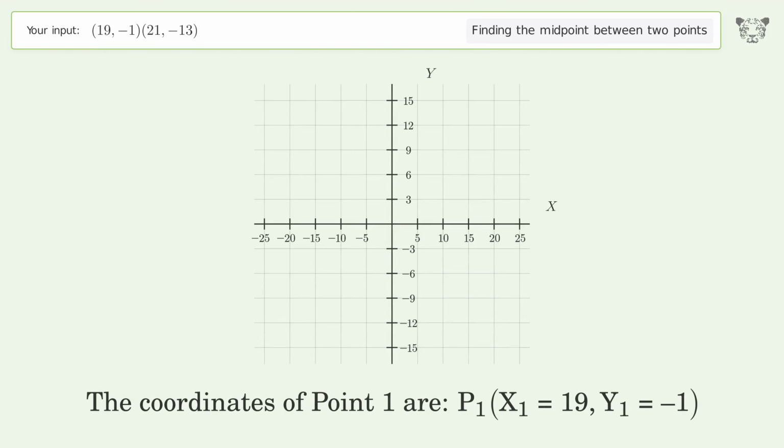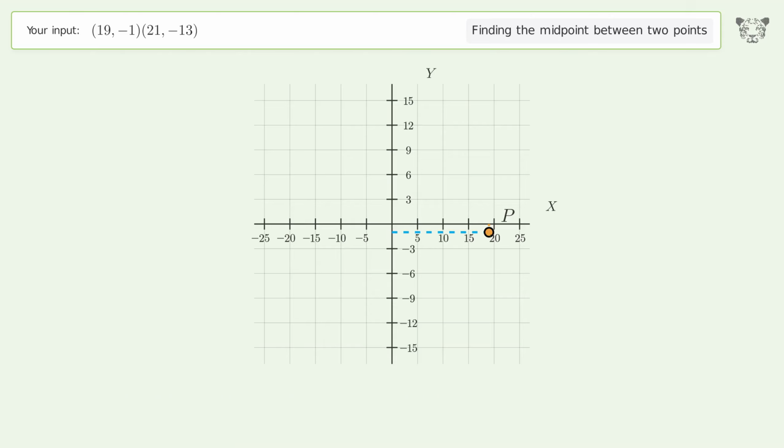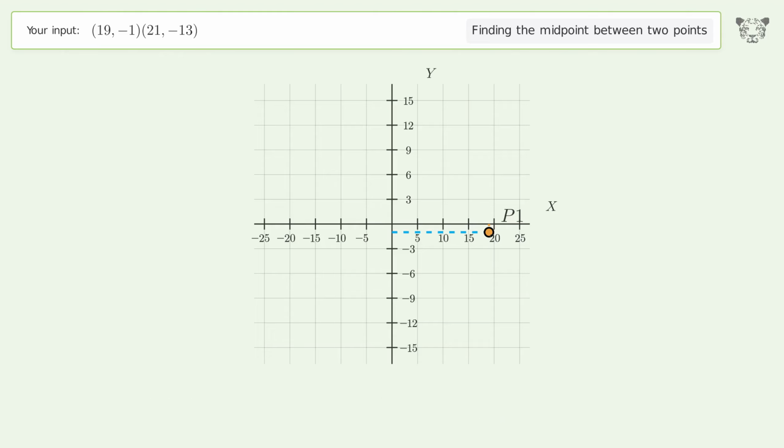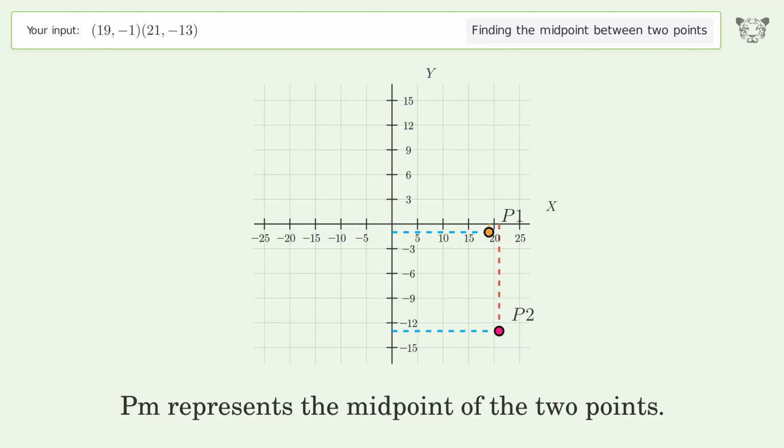The coordinates of point 1 are x1 equals 19, y1 equals -1. The coordinates of point 2 are x2 equals 21, y2 equals -13. PM represents the midpoint of the 2 points.